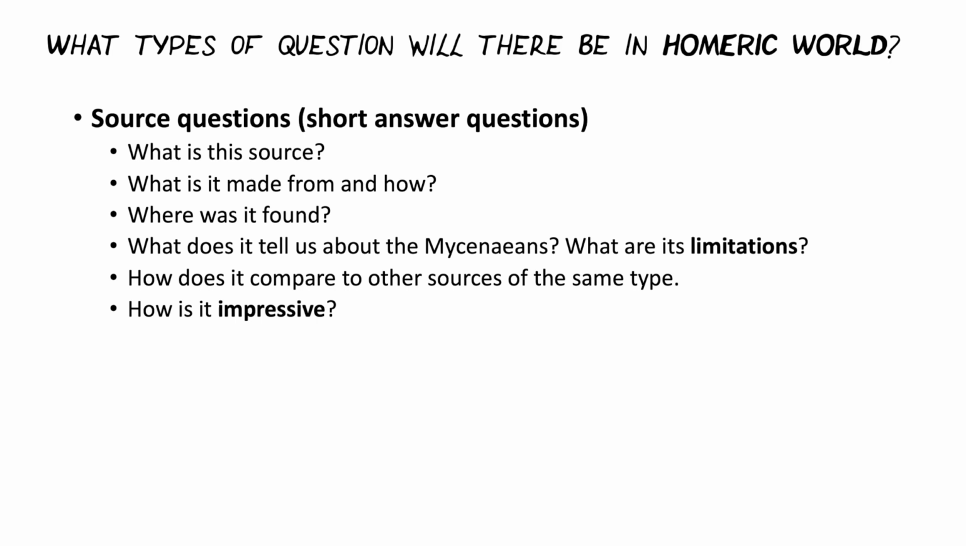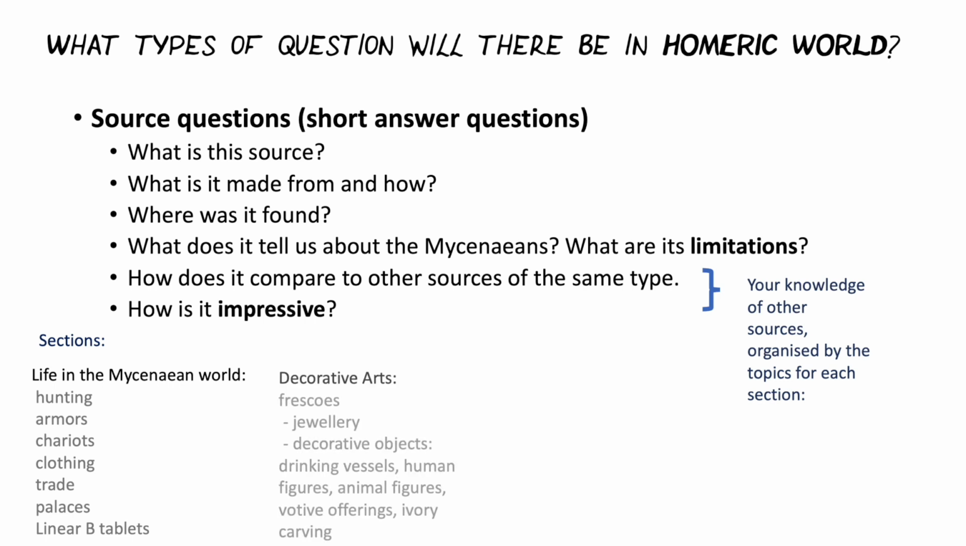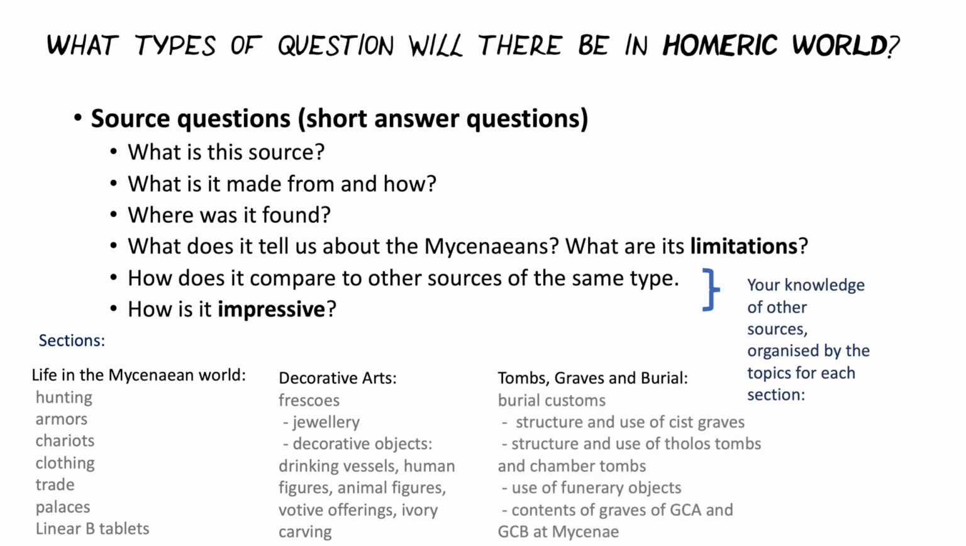So the last two sections are really about your knowledge of the other sources, organised by the topics for each section. And the different sections are life in the Mycenaean world, with evidence of hunting, armour, chariots, clothing, trade, palaces and Linear B tablets. The decorative arts, with frescoes, jewellery, decorative objects, such as drinking vessels, human figures, animal figures, votive offerings and ivory carving. Tombs, graves and burial, so the burial customs, the structure and use of cyst graves and of tholos tombs and chamber tombs and shaft graves, the use of funerary objects and the contents of the graves of grave circle A and grave circle B at Mycenae.